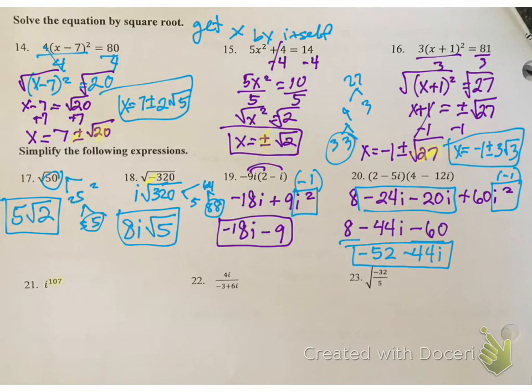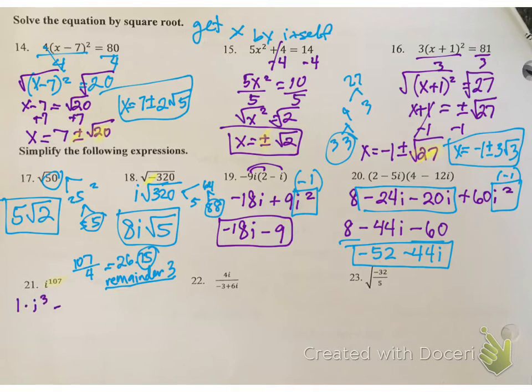When you have i to a power, you need to take that power, 107, and divide it by 4. And you end up getting 26.75. So this 0.75 right here just means that it has a remainder of 3. So 4 goes into 107 26 times, and then it has a remainder of 3. So that remainder 3, what that means is that it matches with i to the third.